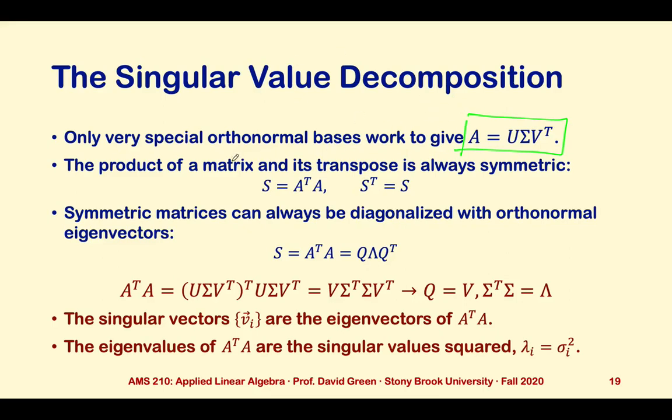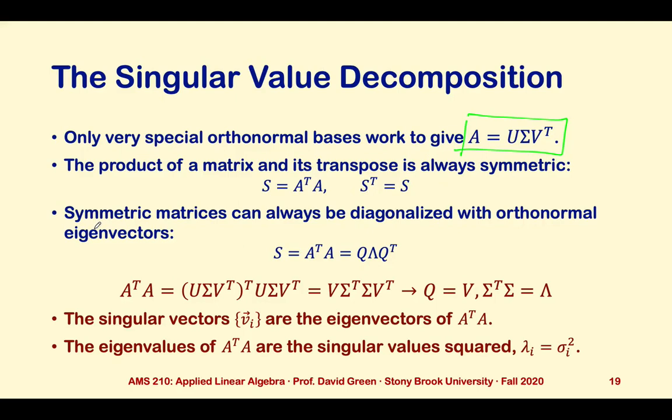The first thing that we're going to note is that the product of a matrix and its transpose is always symmetric. This we discussed in earlier units. So A transpose A will always give us a symmetric matrix, a matrix whose transpose is equal to itself. We also know that symmetric matrices can always be diagonalized, and diagonalized with orthonormal eigenvectors.